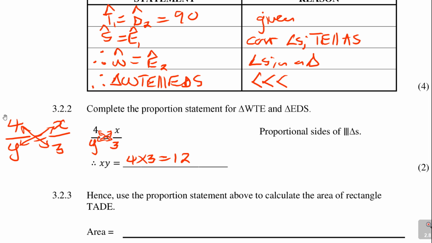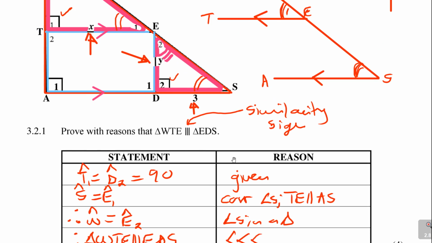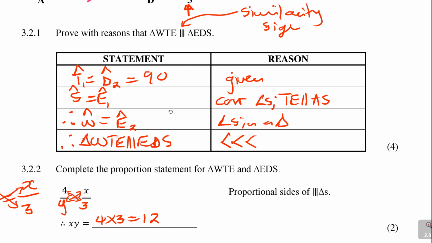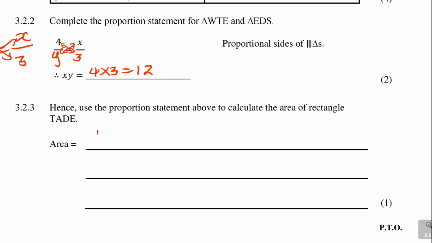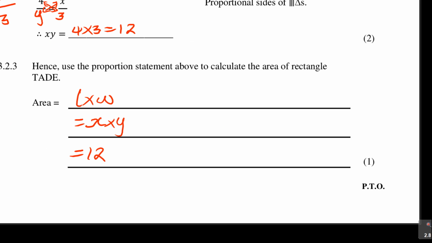Are you with me? And then from there it says, hence use the proportion statement above to calculate the area of the triangle TADE. 1 mark. What's the area of the triangle? x times y. Remember, length times width. So you have got the area of the triangle as x and y. So you can write here: area is equal to length times breadth, which is equal to x times y. Now, what is x times y? It is equal to 12. Alright, so that is the area of the triangle. You just leave it like that. That's why it was just 1 mark.